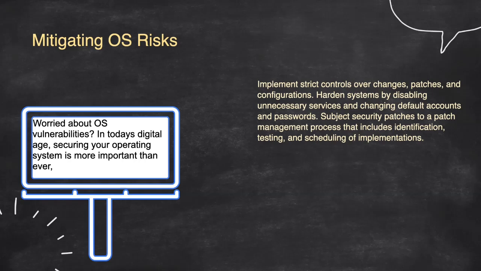Friends, mitigating operating system risks requires strict control over changes, patches, and configuration to maintain security and stability. A key approach is system hardening: disabling unnecessary services and protocols, and changing default accounts and passwords. This reduces the system's attack surface, making it harder for attackers to exploit vulnerabilities.